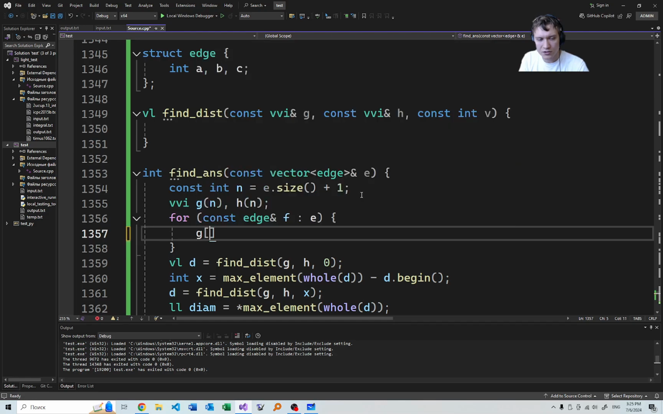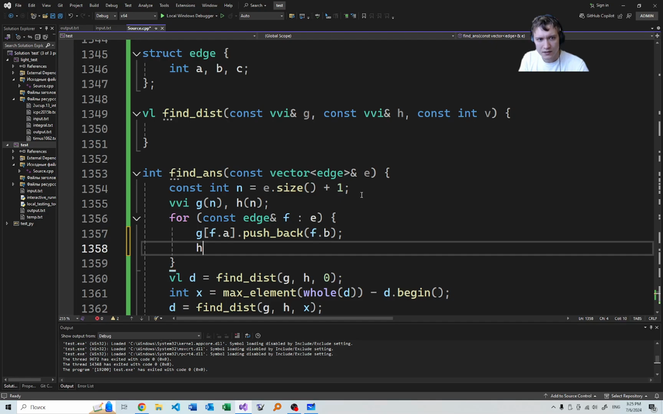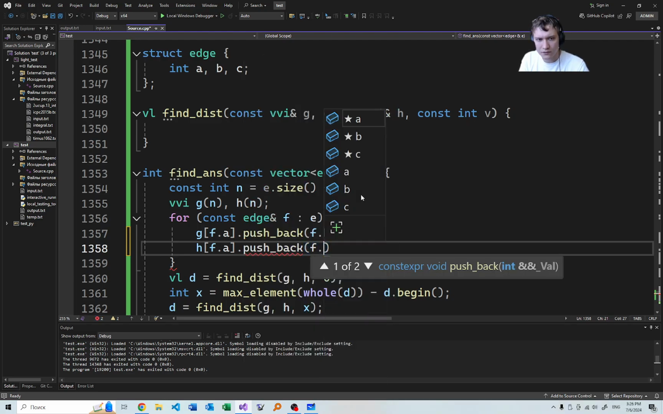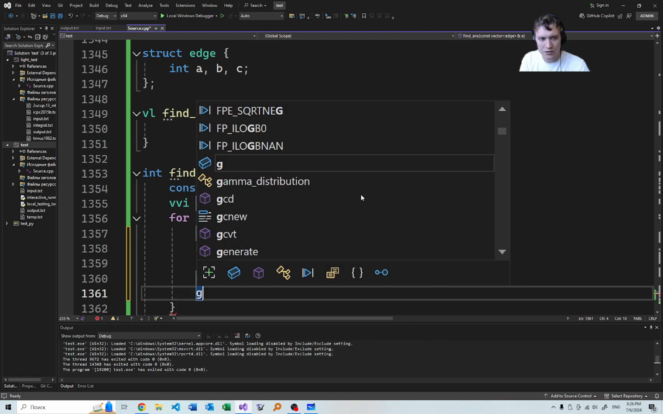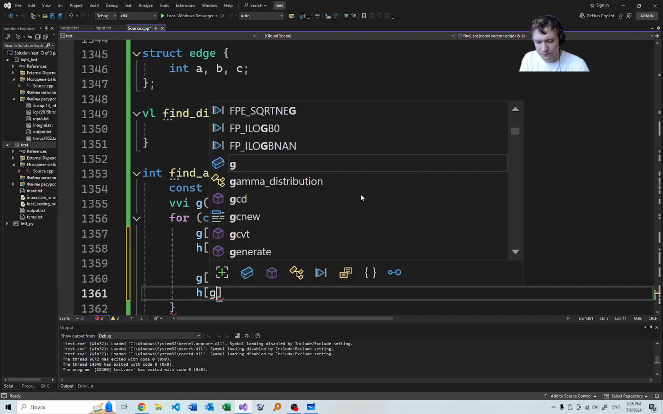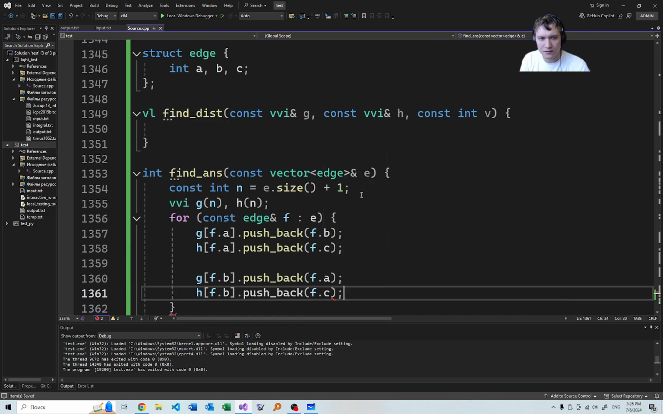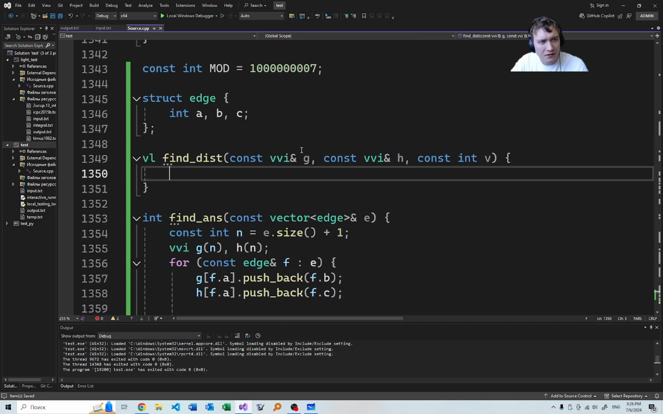So we say that g[f.a].push_back(f.b) and h[f.a].push_back(f.c), and conversely g[f.b].push_back(f.a) and h[f.b].push_back(f.c). Good. Okay, we have filled g and h.